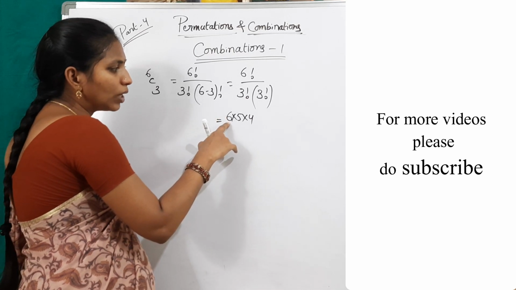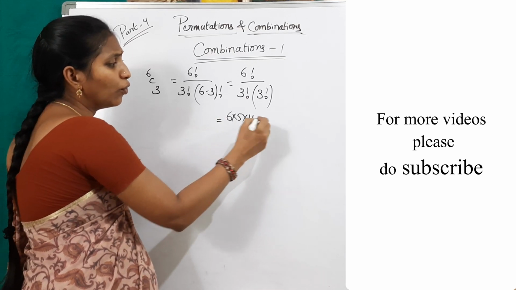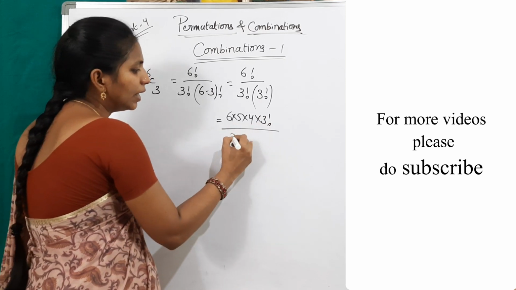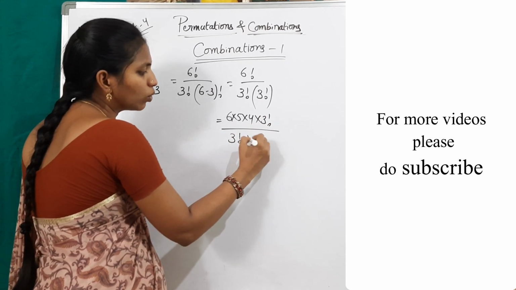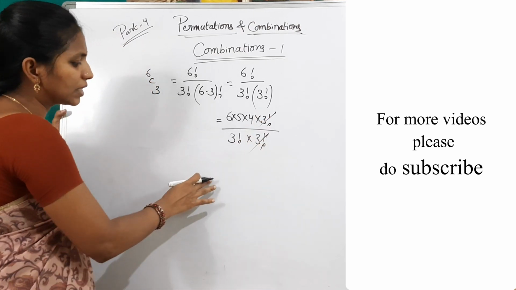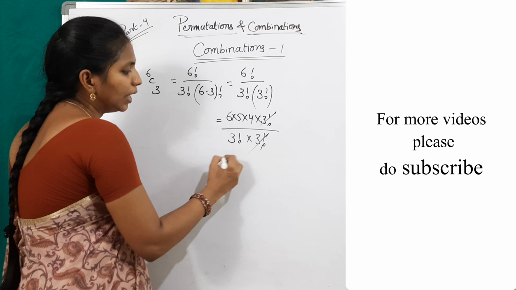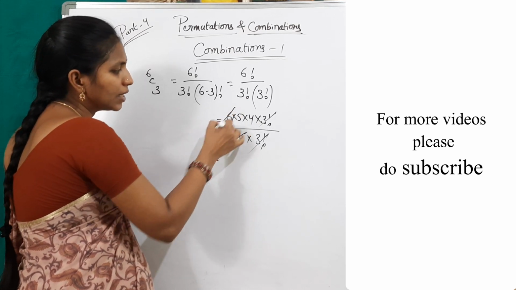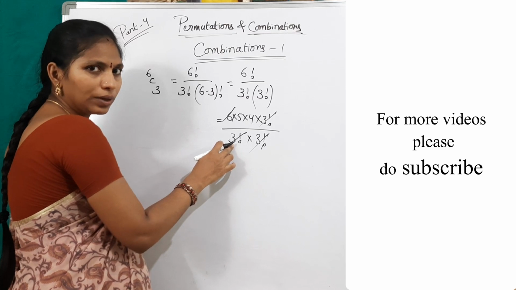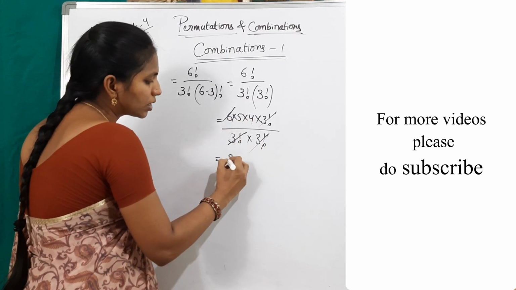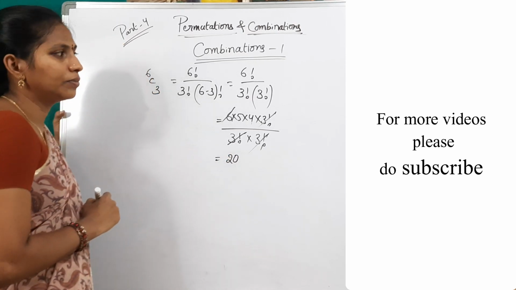Or I want to write like this: 6 into 5 into 4 into 3 factorial. Then at the denominator, 3 factorial into 3 factorial. This 3 factorial gets cancelled. Then 3 factorial means what is the result? 6. This 6 and 6, here 3 into 2 into 1 is 6. 6 into 6 gets cancelled. So 5 into 4 is 20.